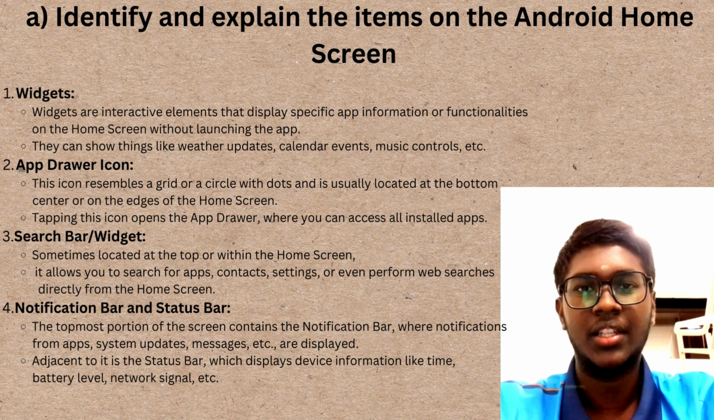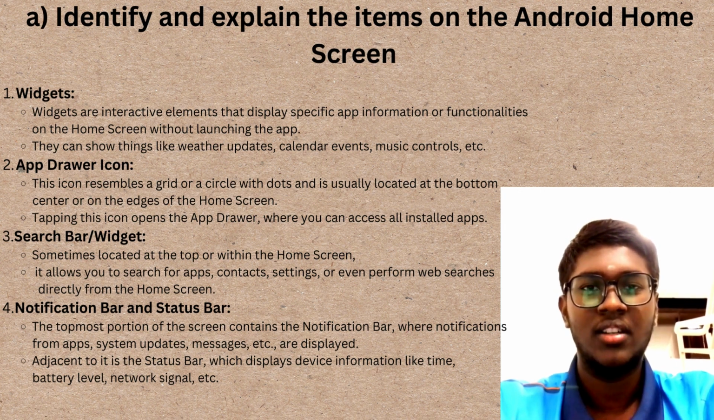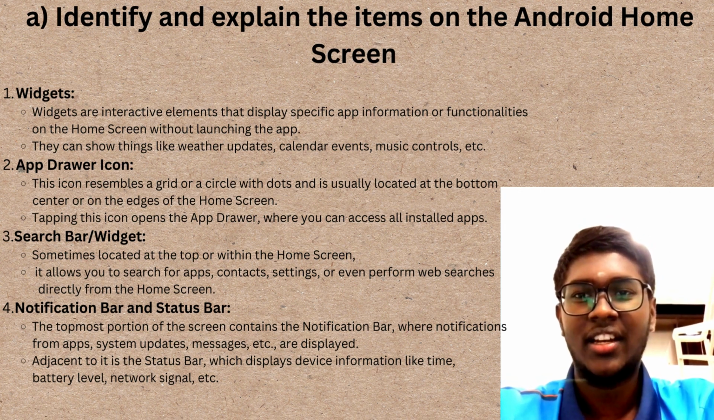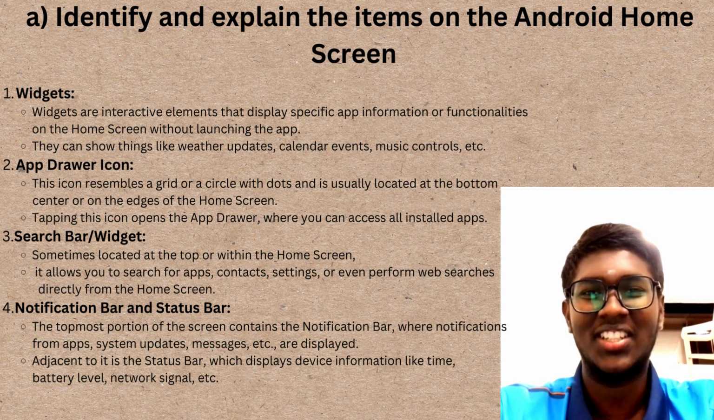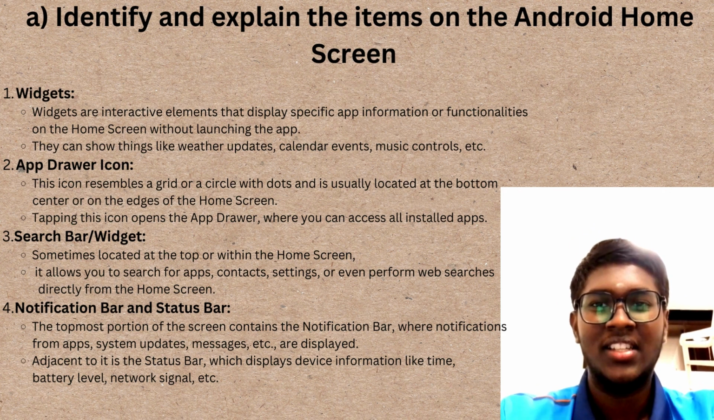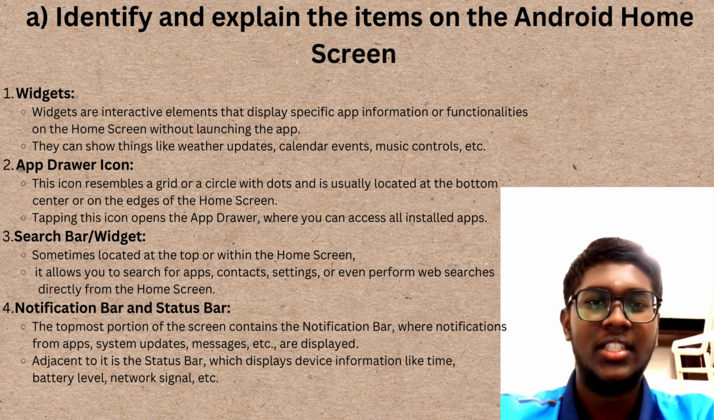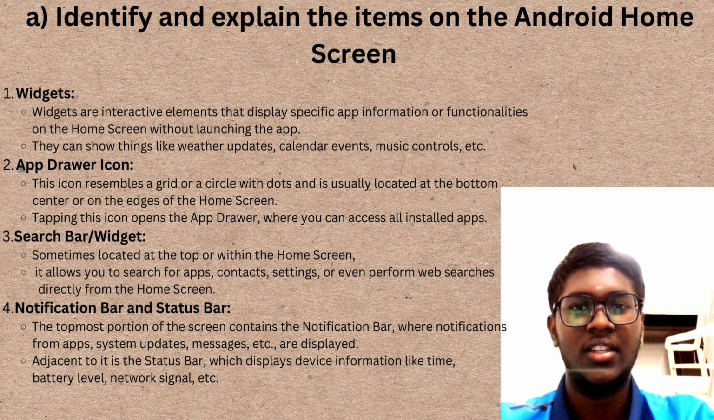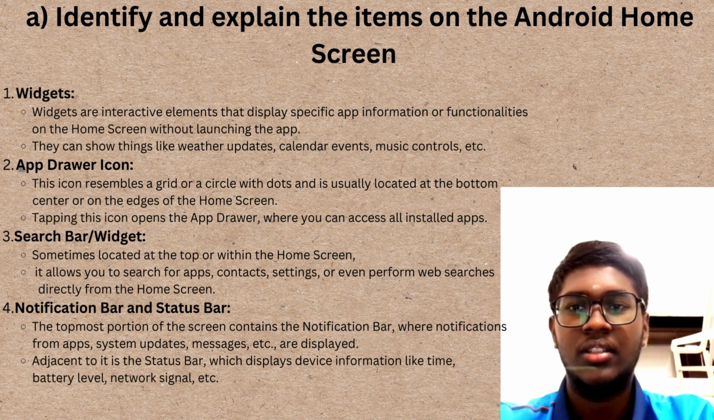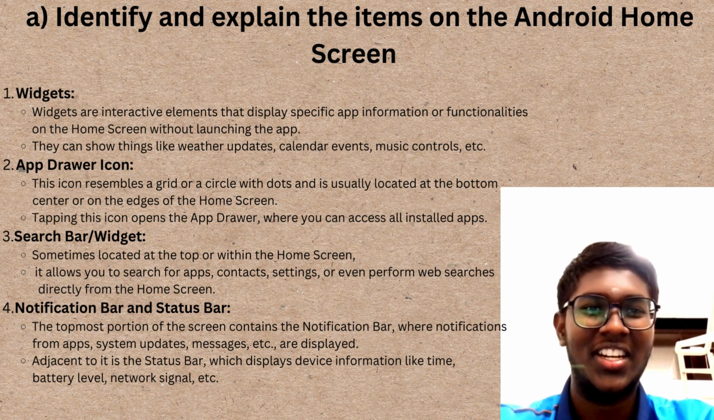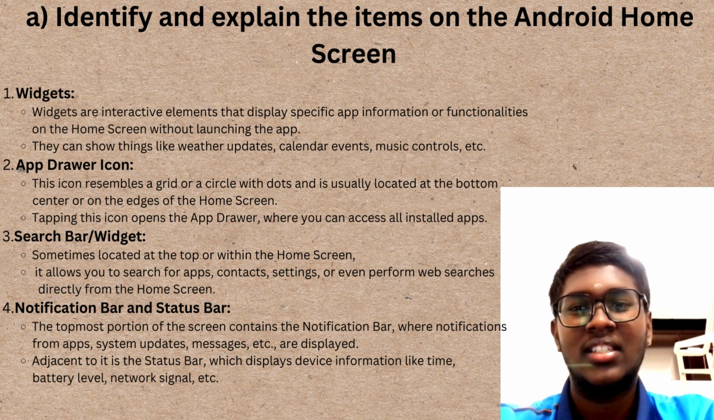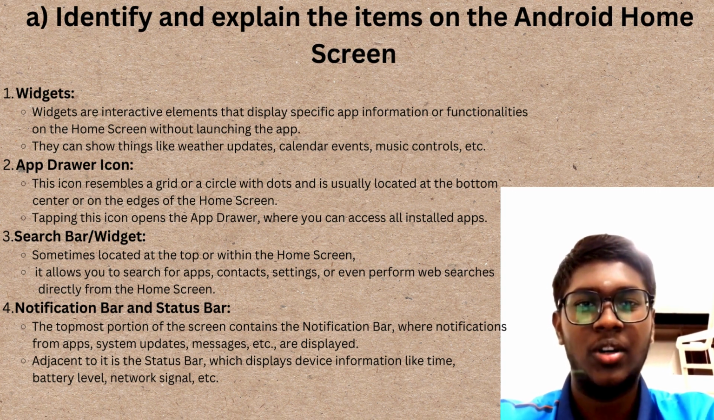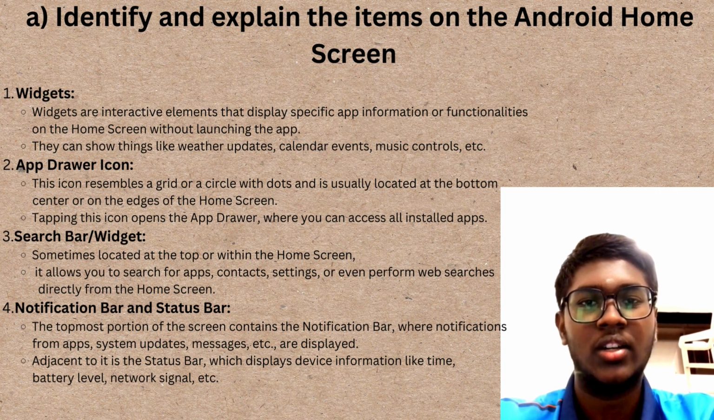Identify and explain the items on the Android home screen. Number one, widgets. Widgets are interactive elements that display specific app information or functionalities on the home screen without launching the app. They can show things like weather updates, calendar events, music controls, and so on. App drawer icon. This icon resembles a grid or a circle with dots and is usually located at the bottom center or on the edges of the home screen. Tapping this icon opens the app drawer where you can access all installed apps.